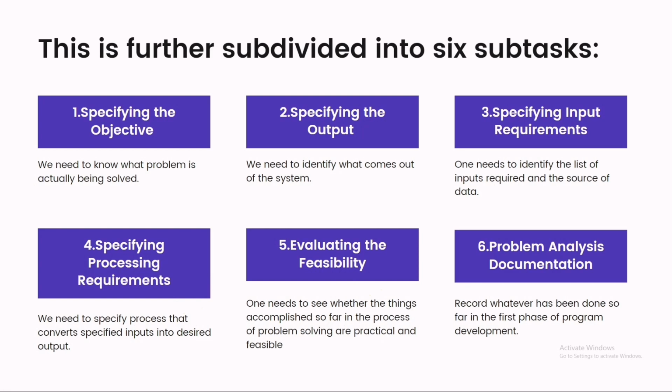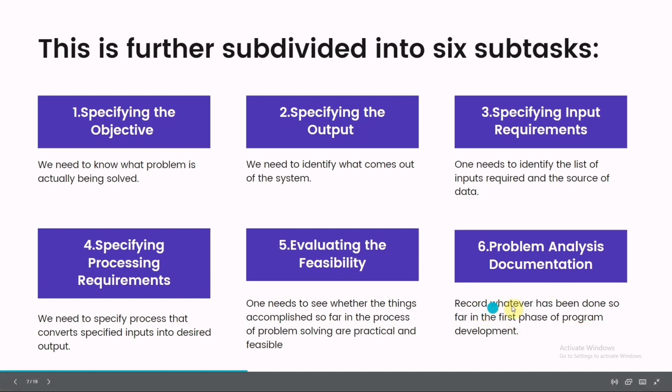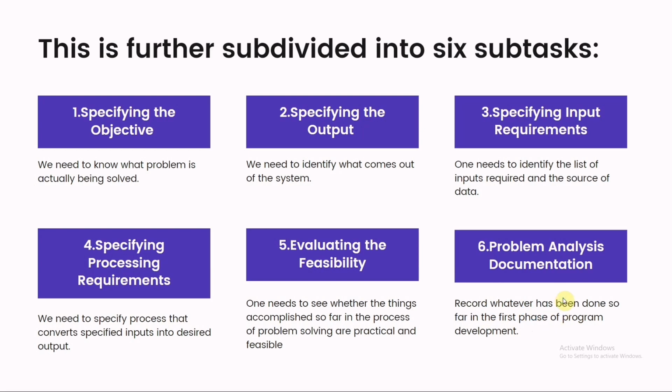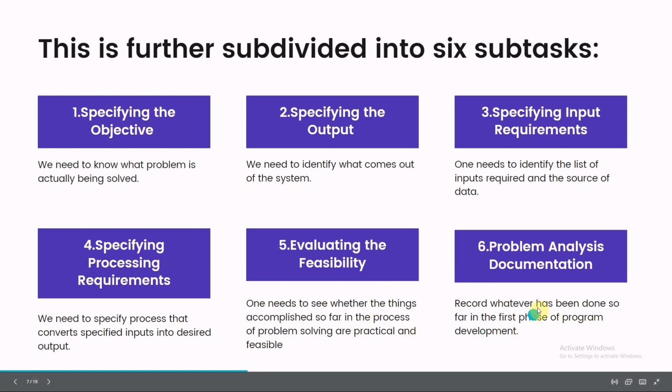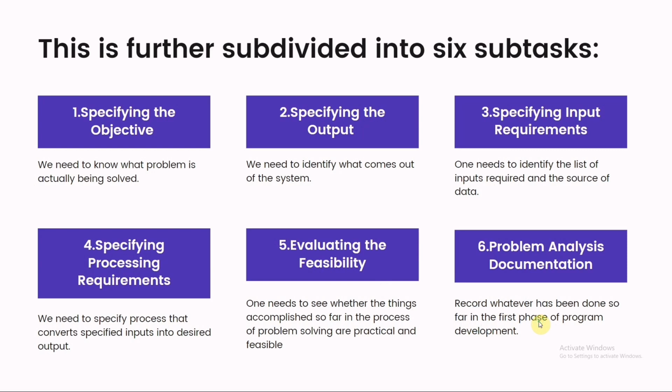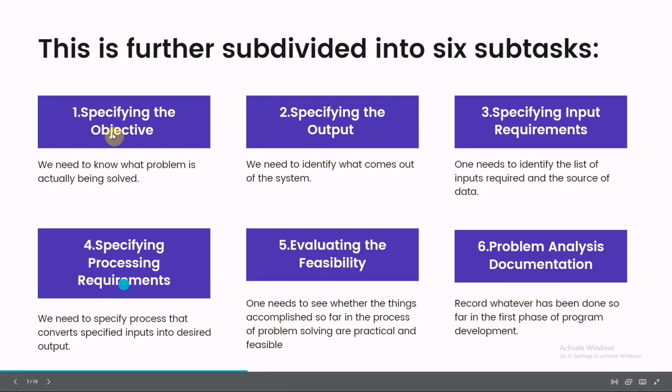And then documentation is the last part: record whatever is done so far in the first phase of program development. Once we have set up the objectives, outputs, input requirements, processing requirements, and feasibility, they need to be documented so we can keep track of what we have done and whether something is missing, which we can add later in the final modification step. If something was supposedly defined in the analysis but not yet added, we add it to our setup.